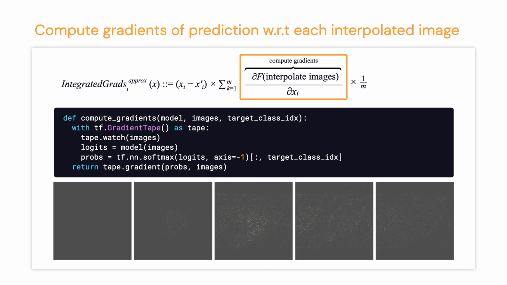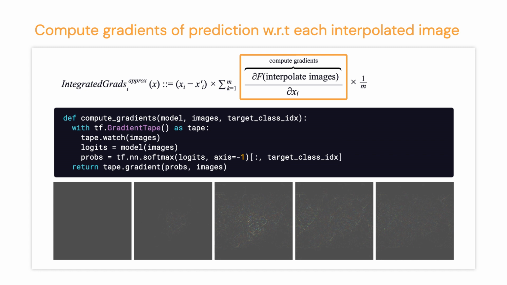Now let's take a look at how to calculate gradients in order to measure the relationship between changes to input features and changes in your model's predictions. In the case of images, the gradients tell us which pixels have the strongest effect on your model's predicted class probabilities. In the code block is the TensorFlow 2 GradientTape object, which records the gradients between our predicted probabilities and each interpolated image.